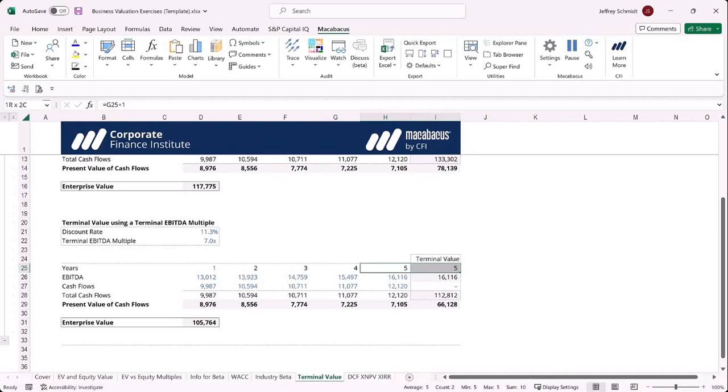Okay. And another point on the terminal or exit multiple method. This method assumes the business will be acquired on the last day of the fiscal year. So this isn't a problem if we use end of period discounting for our cash flows. However, if we use mid-period discounting for cash flows, then we will have an inconsistency when using the terminal multiple approach, which is assumed to be at year end.